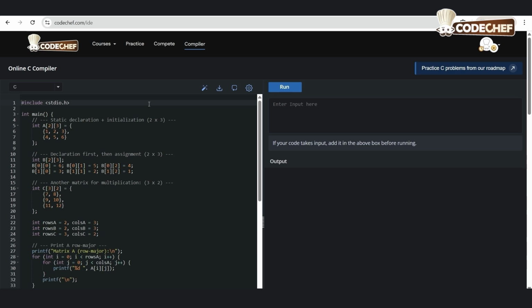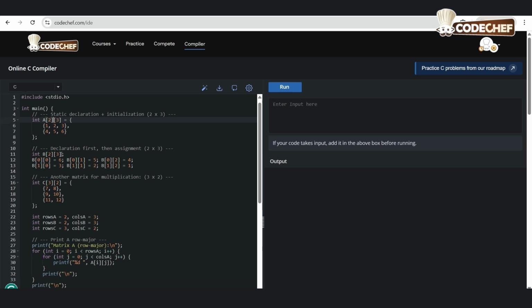Now here we've started with a standard input-output library and our main function begins here. This is static initialization of A. This declares a 2-row 3-column matrix A and these are its values. Now here we declare matrix B along with these values.